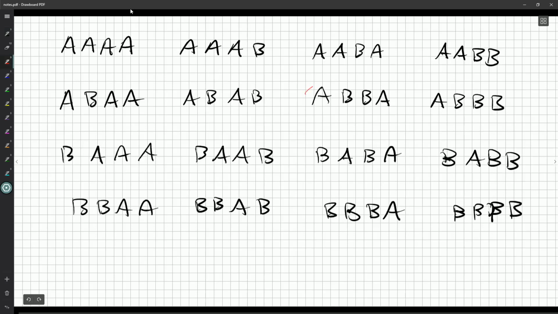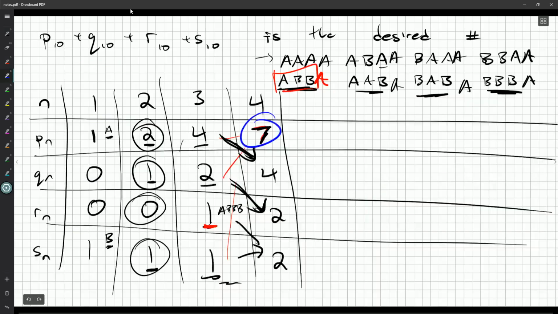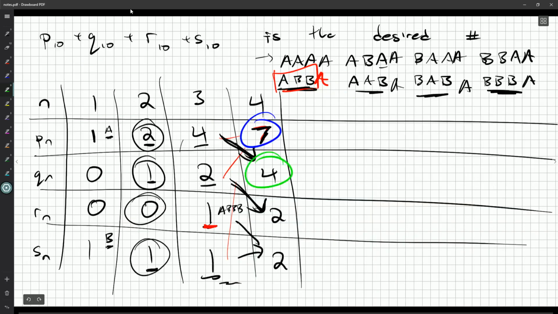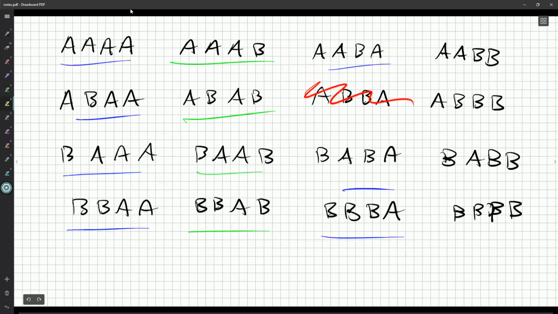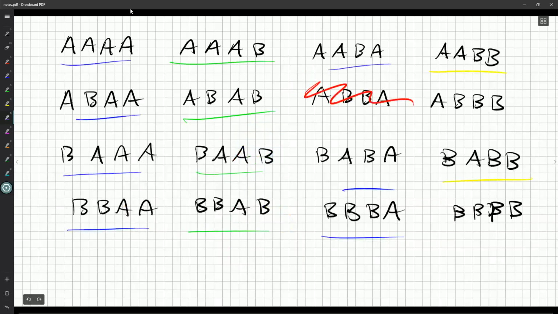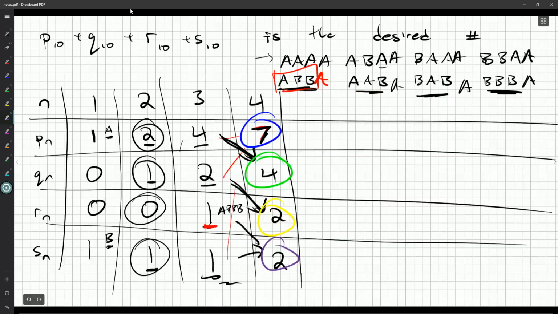Okay, so we don't want to count anything that has an ABBA. How about ones that end in A? 1, 2, 3, 4, 5, 6, 7. Exactly as predicted. Alright, what about things that end in AB? 1, 2, 3, 4. Exactly as predicted. How about things that end in ABB? 1, 2. Exactly as predicted. And we'll use purple for the last one. Anything else that doesn't have an ABBA in it? 1, 2, and we're done.